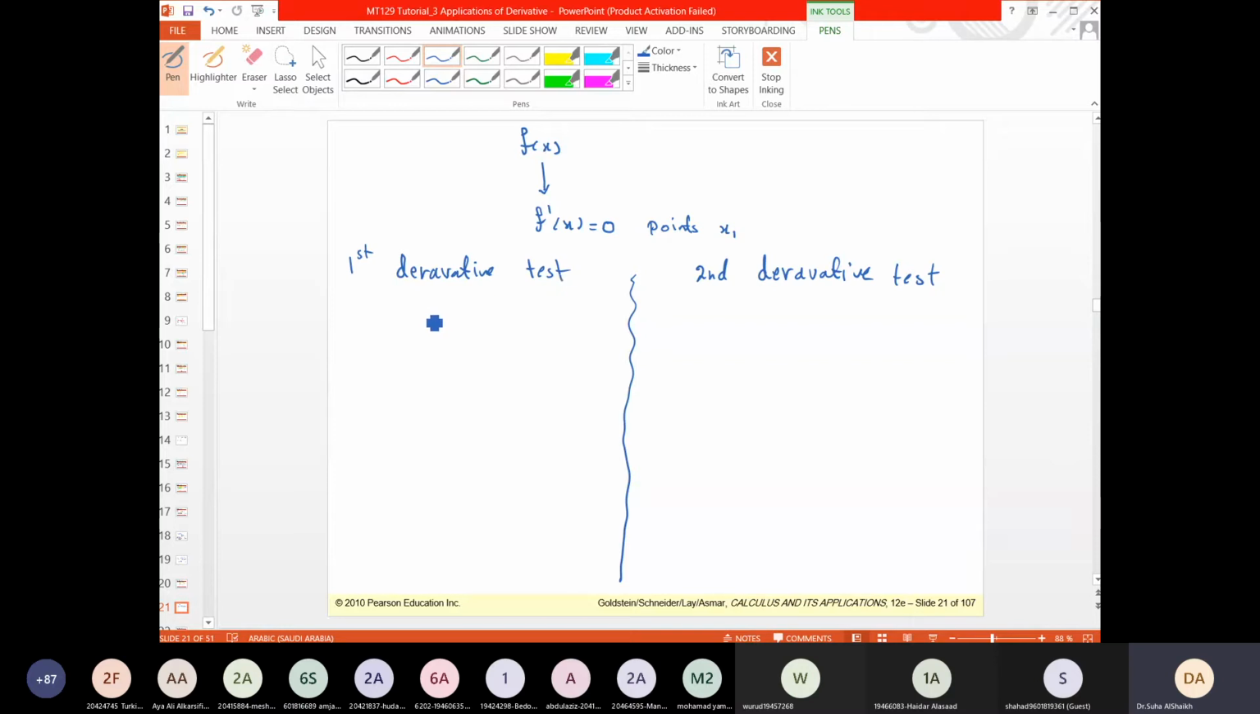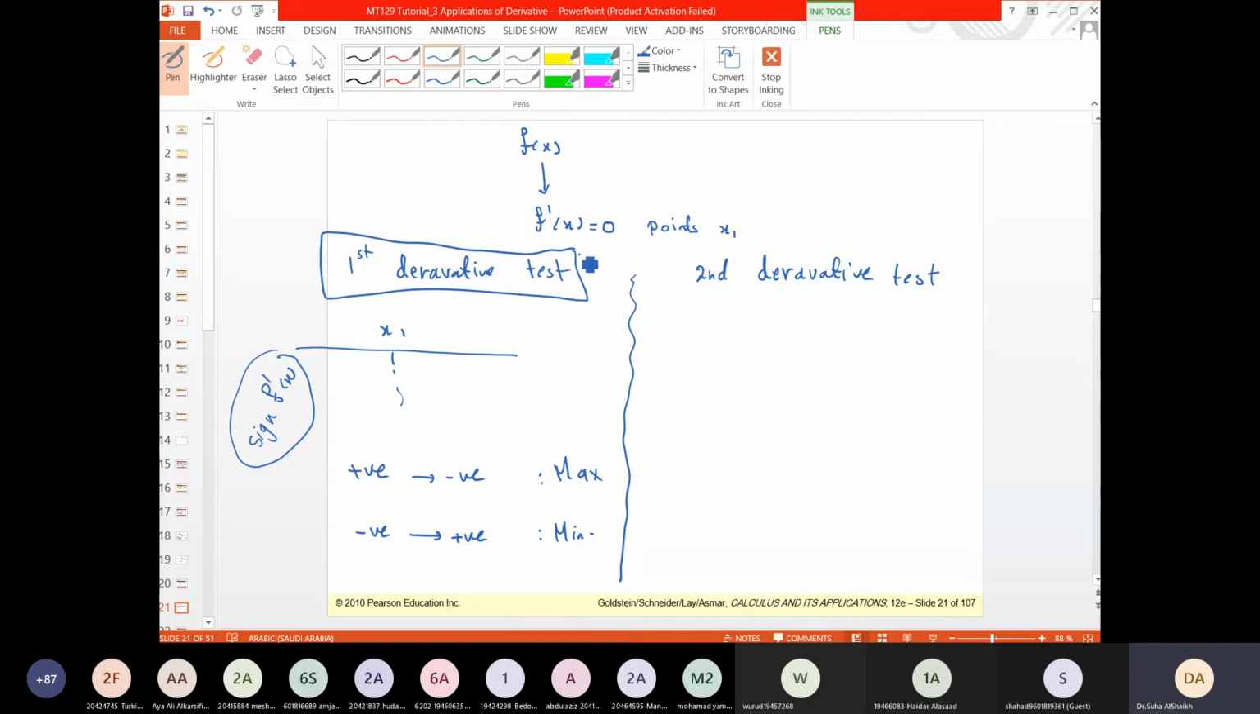What's the first derivative test? We draw the line, we study the sign of f dash x. إذا كان positive بعدين صار negative معناها the point is maximum. إذا كان negative then it became positive معناها the point is minimum. Okay, say this is your point, this is your point x1. We study the sign of f dash. فهذا ال first derivative test way.